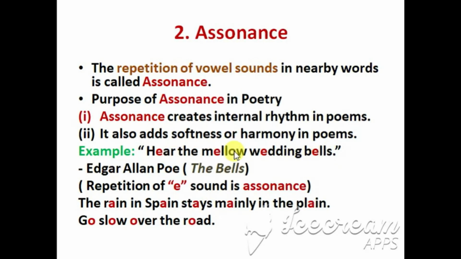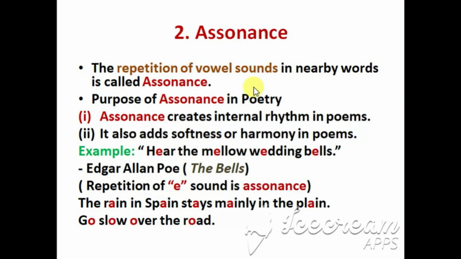These are words from Edgar Allan Poe's poem, The Bells. So we see the repetition of the E sound here. Okay, so this is an example of assonance. Other examples are: the rain in Spain stays mainly in the plain. So we can see the repetition of A in this line. And then another example: go slow over the road. O is being repeated here in almost every word.